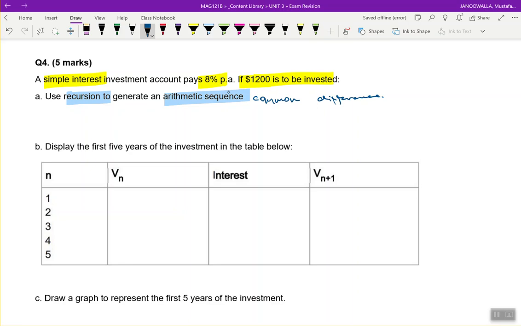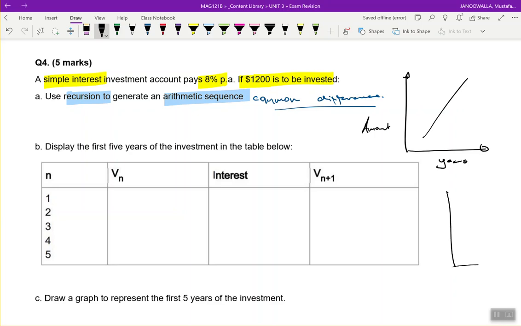So first things first, we need to find out what this common difference is, and that is actually just the interest. So this interest here every year is going to be the same. Why? Because it's simple interest. And if we were to look at this visually, you'll have time, years, amount, and our graph is going to end up looking like that. It's a straight line graph. Compound interest is the one that is about geometric ratio application, and that one usually looks like that.